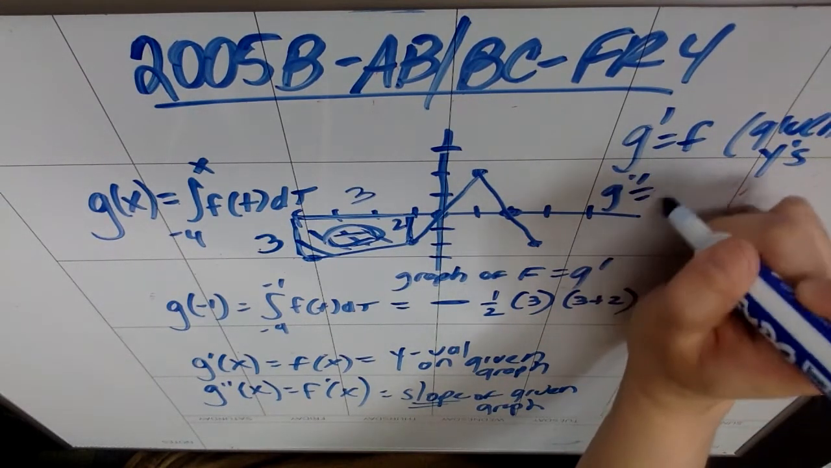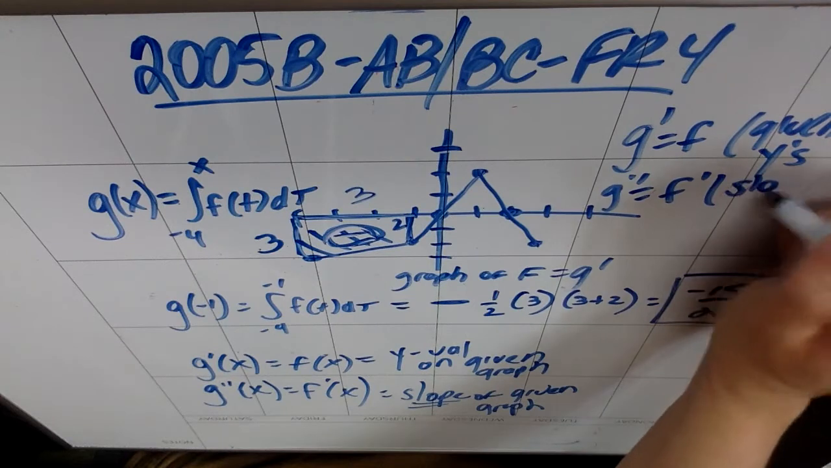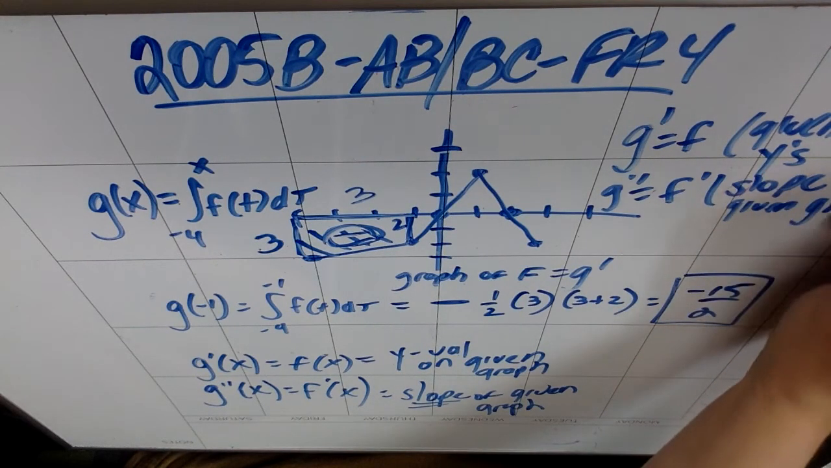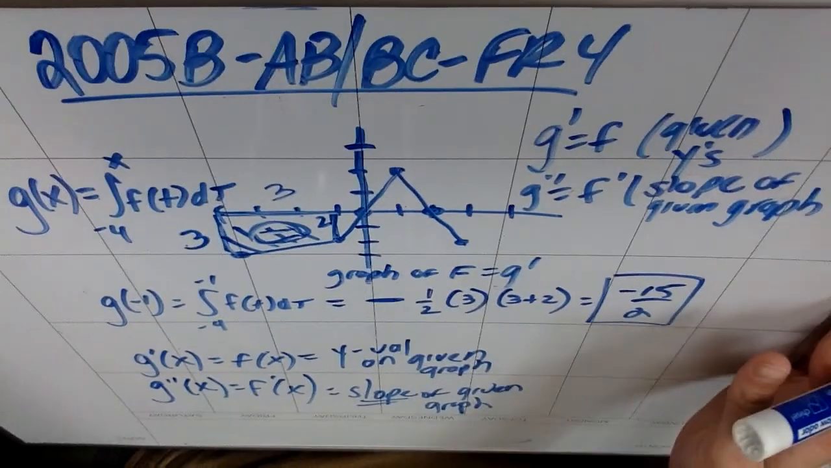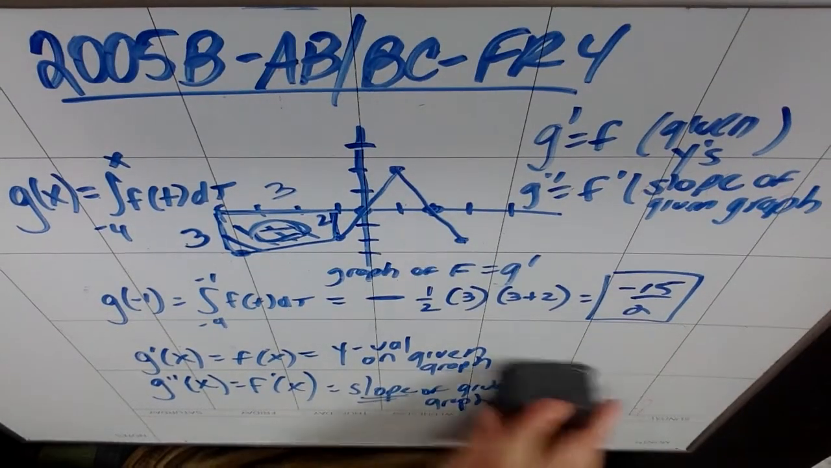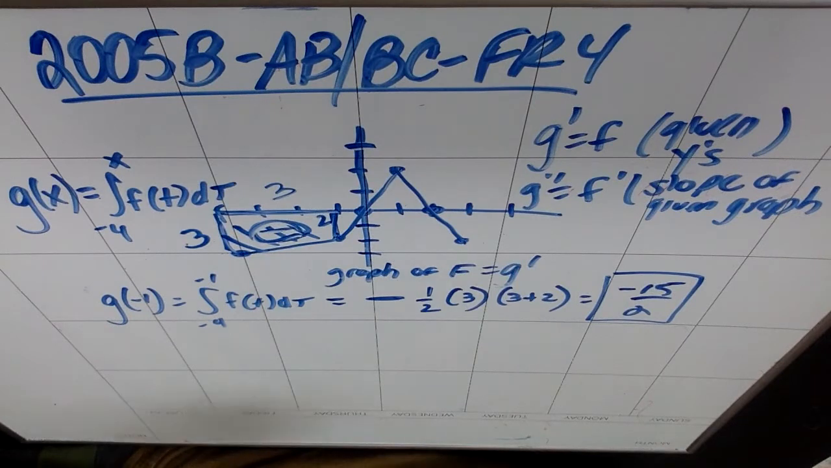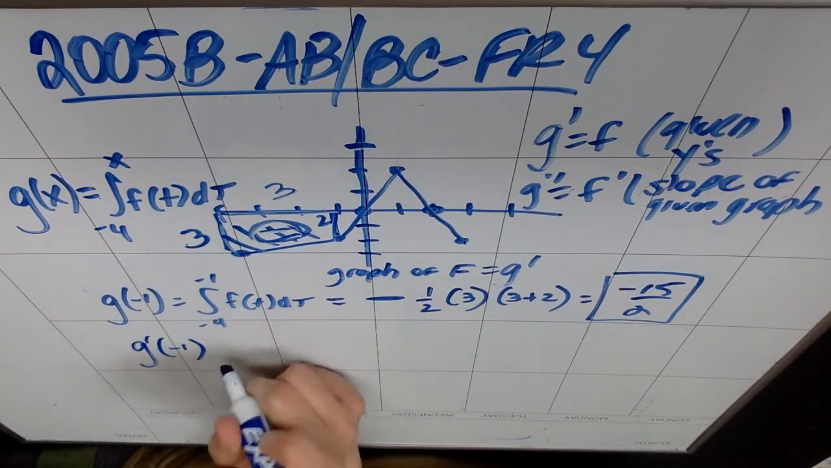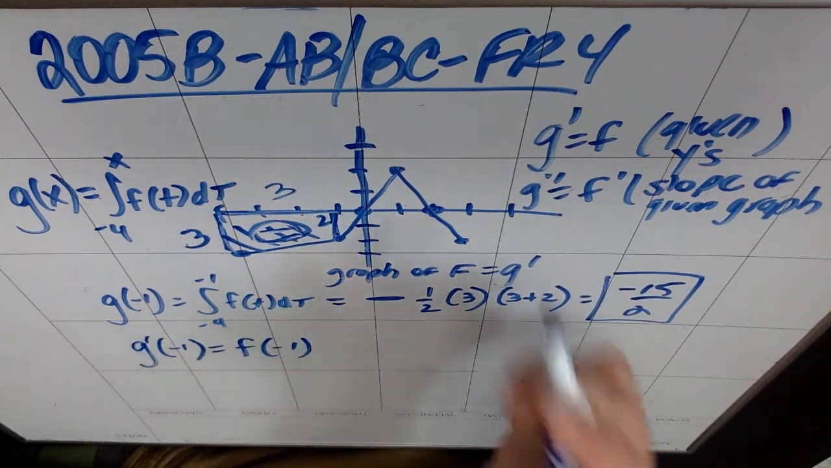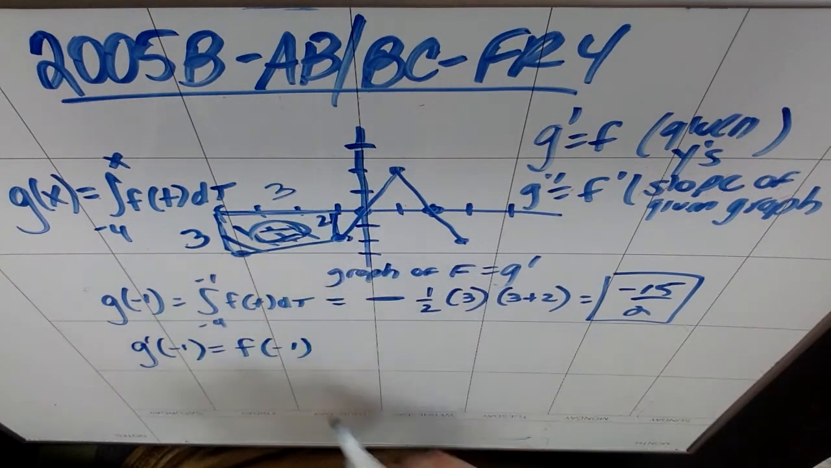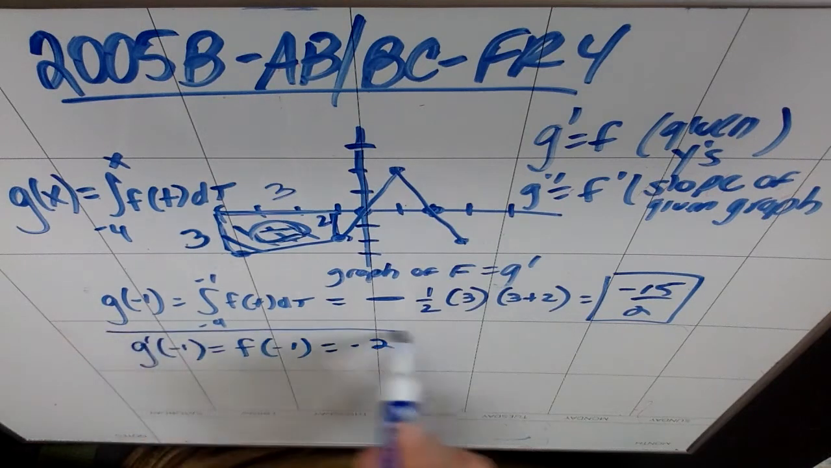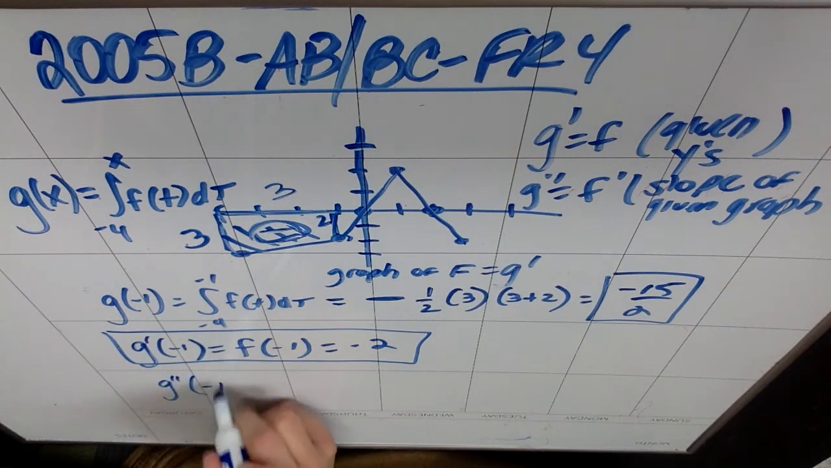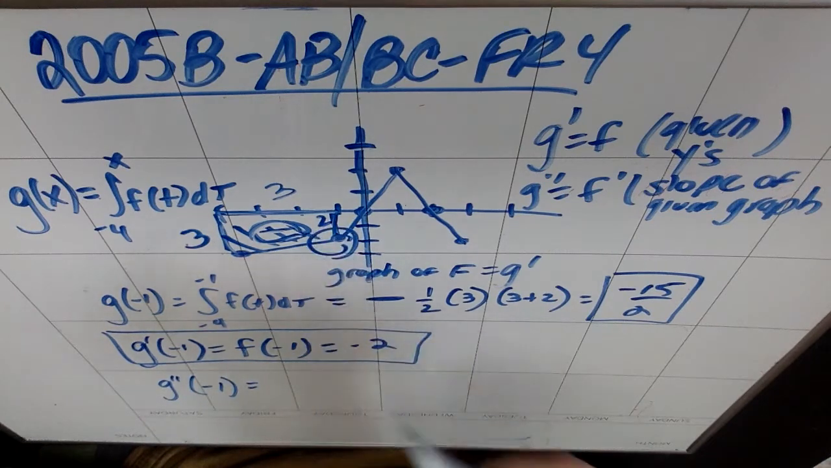And g double prime is f prime, which is the slope of the given graph. So I'm just going to keep that up there so that I have it in my information if I need it, and I'm going to erase down here so I can go ahead and actually find those values at -1. So g prime of -1 is literally the same as f of -1. So I go to the f graph, I look at what f of -1 is, and it's a -2. Great. Okay.